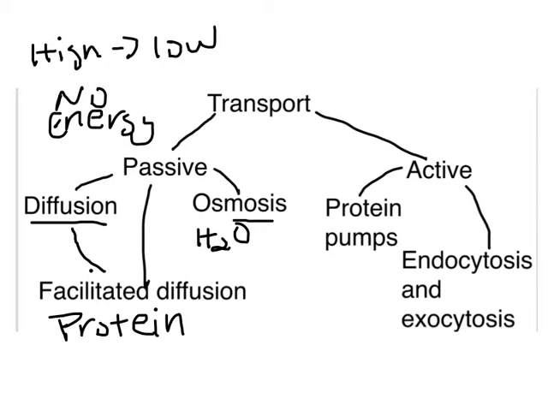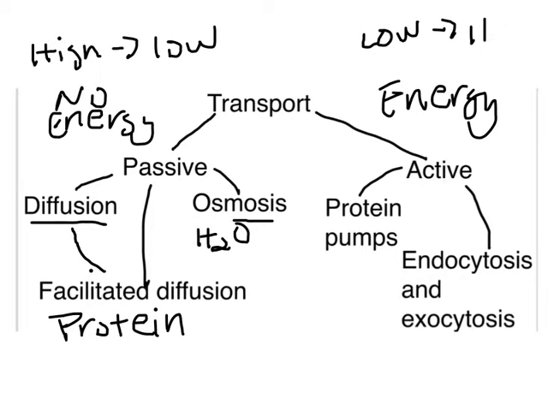Now, there's also active transport, and active transport uses energy. The reason it's got to use energy is we're going against the concentration gradient, which means we're going from low concentration to high. The one that you just saw involves the protein pumps. And by the way, when you're taking that carrier protein and going against the concentration gradient, we don't call that a carrier anymore. We call it a protein pump.